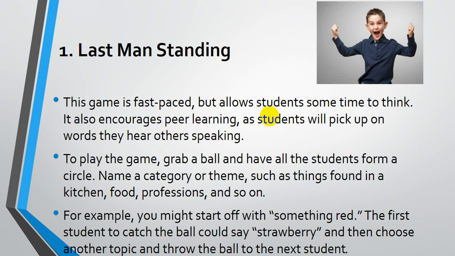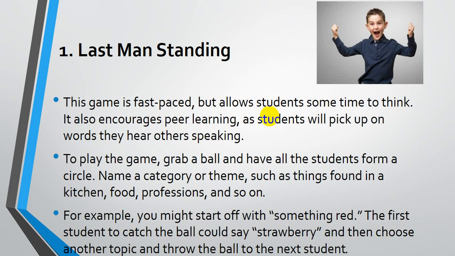To play the game, grab a ball and have all the students form a circle. You have to ask your students to make a circle. It will be 6 or 7. Name a category or theme, such as things found in a kitchen, food, professions, and so on.